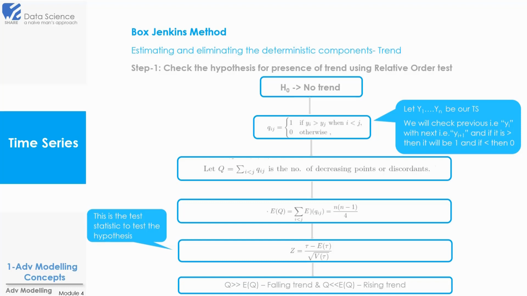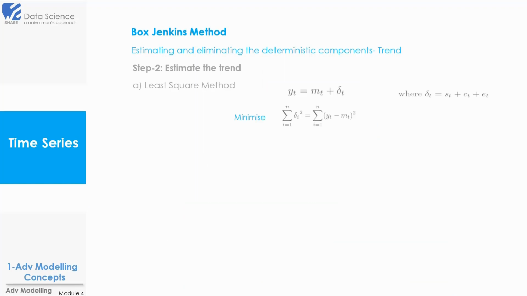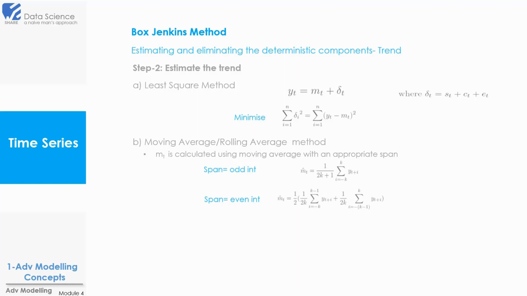Okay, so now once we have ascertained that trend is present, the next step is to estimate the trend. There are two methods to estimate it. The first is the least square method, which is given by the equation shown here. Here delta is nothing but the remaining components, which are seasonality, cyclicity and randomness. We estimate the trend by minimizing the delta. Then the next method is the moving averages method. Here the trend is calculated using moving averages with an appropriate span. Moving averages is nothing but you simply average the readings over a span instead of taking it over the entire data at one time.